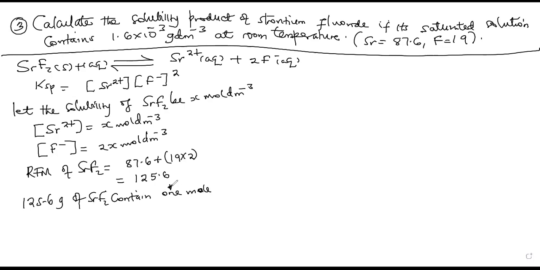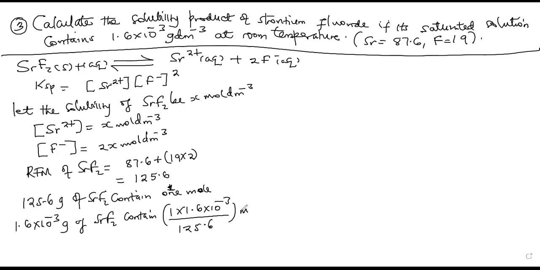Contain one mole. If 125.6 grams contain 1 mole, what about this mass? So 1.6 exponent negative 3 grams of strontium fluoride contain 1 times 1.6 exponent negative 3 over 125.6 moles.